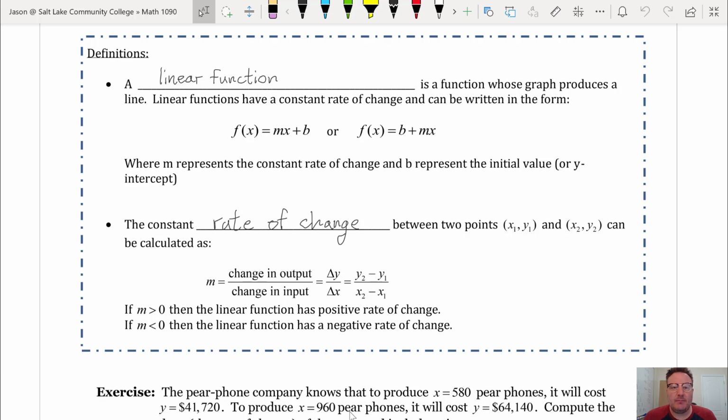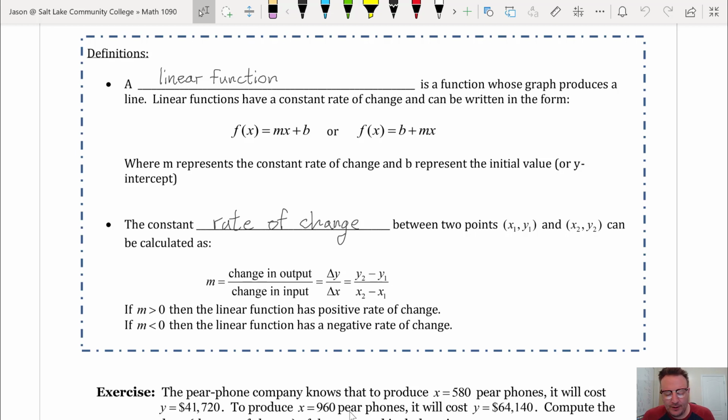So typically, most textbooks probably use the first form, which is often called slope-intercept form, because the m is the slope and b is the y-intercept of the line. Your author for our textbook prefers the second form, f(x) = b + mx. I think he prefers it just because it's more like how you would read the function from left to right. It kind of makes more sense to him.